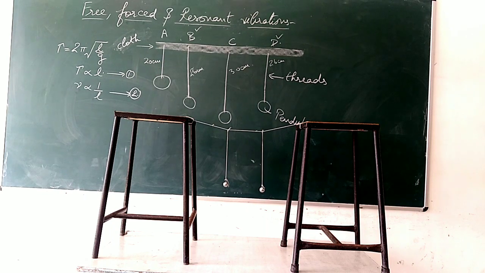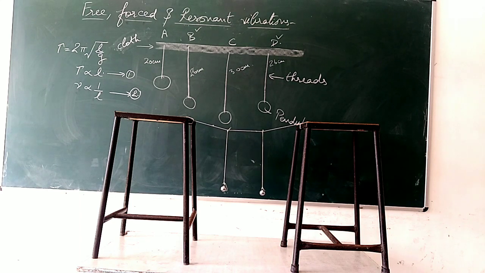So students, the pendulum D starts vibrating, and when the pendulum D starts vibrating, it transfers energy to B and B comes in motion. Now again the pendulum B has transferred energy to D. The B is at rest and D is vibrating. Now again D will transfer energy to B. Here B starts vibrating and D is coming to rest.